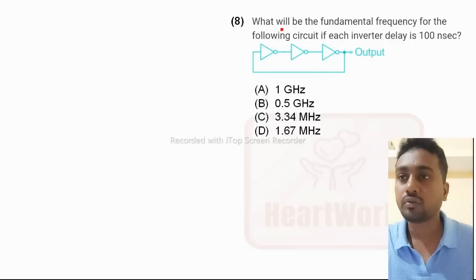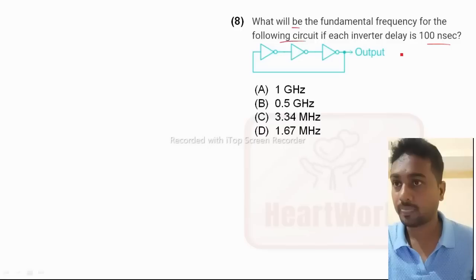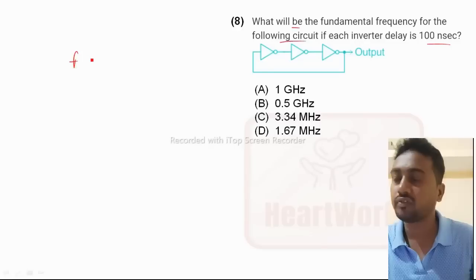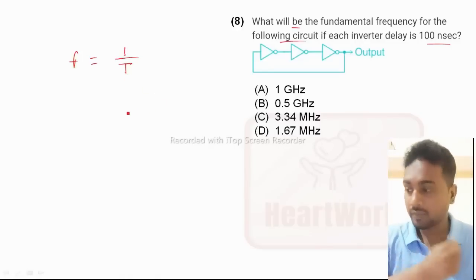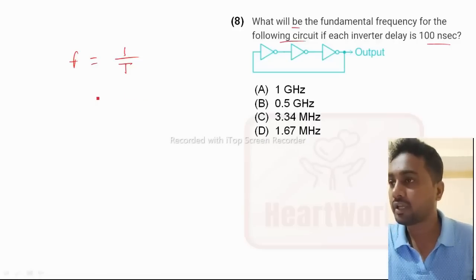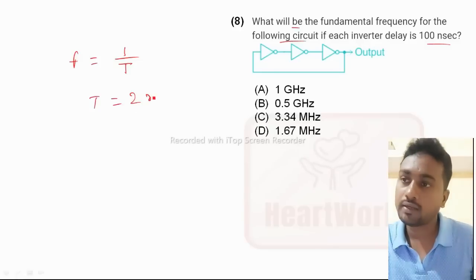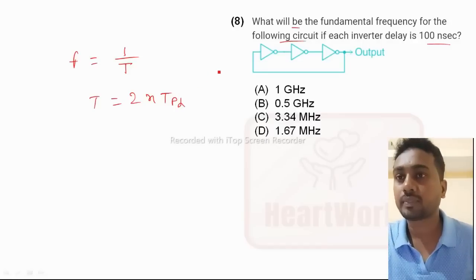Now coming to the next question: what will be the fundamental frequency of the following circuit if each inverter delay is 100 nanoseconds? Okay, so fundamental frequency, what is the formula? Frequency equals 1 by time period, and this time period is 2nTPD. The formula for time period in gates is 2nTPD, where n is what?